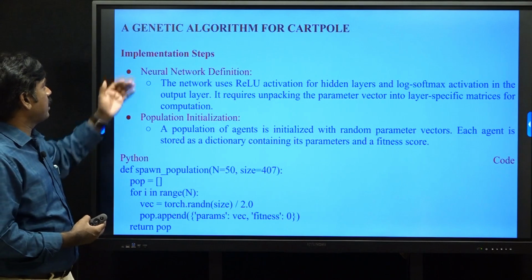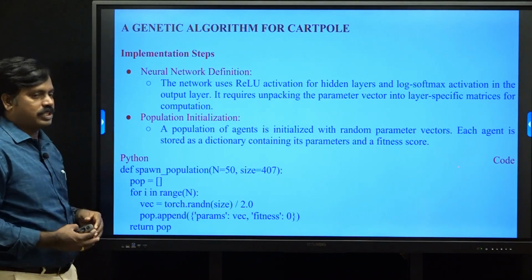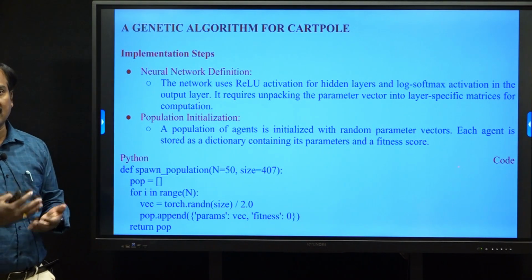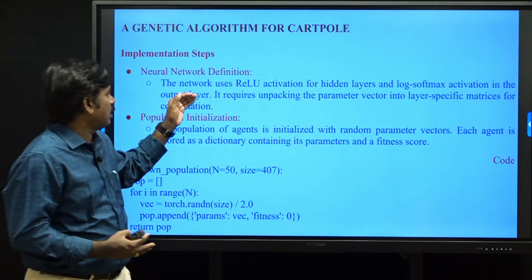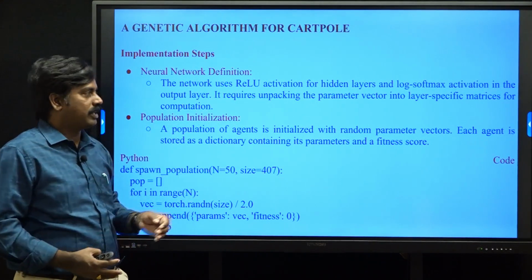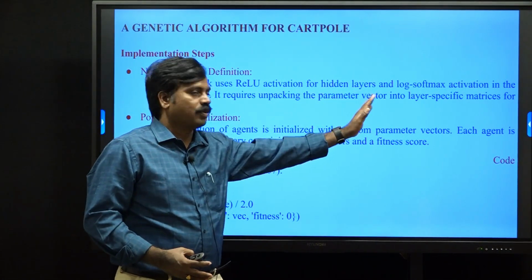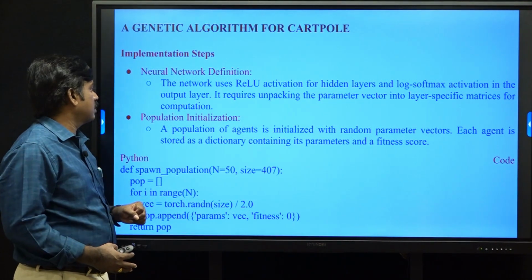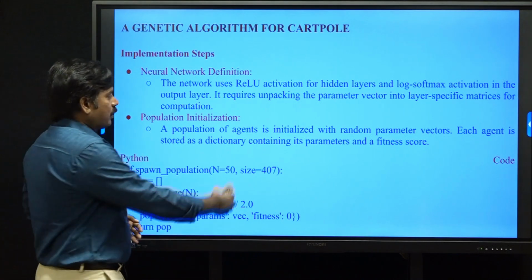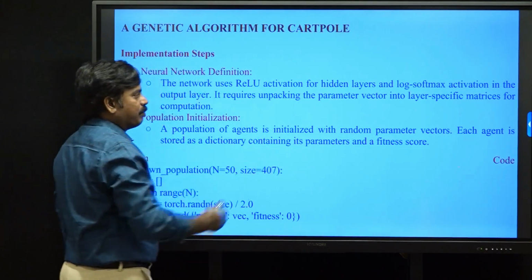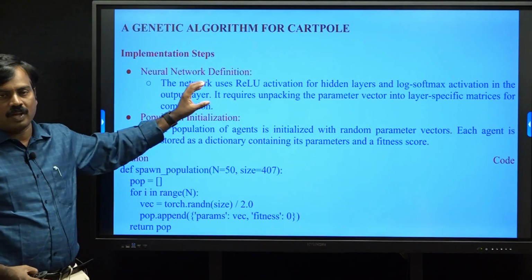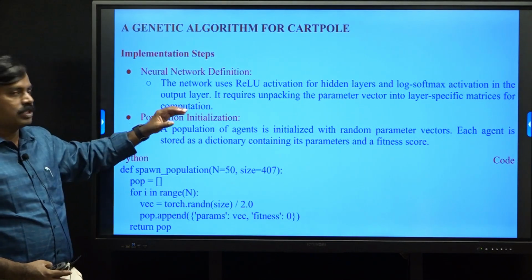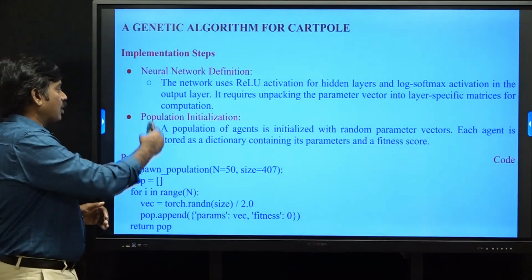How do we implement the genetic algorithm for Cartpole? The first implementation step is the neural network definition. We define the neural network with three layers in this example. The network uses the ReLU activation function for the hidden layers and log softmax in the output layer to produce the probability distribution. This requires unpacking the parameter vector into layer-specific matrices for the computation. Using this, we define the neural network for the agents.